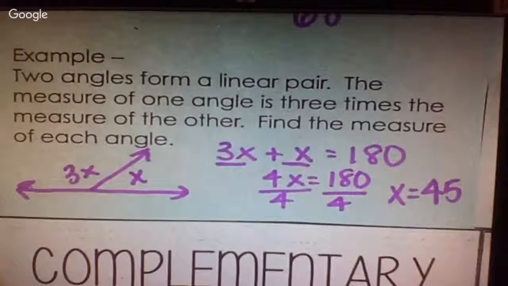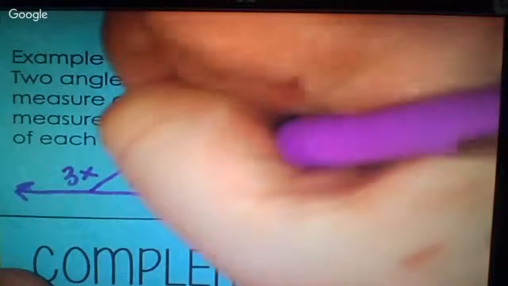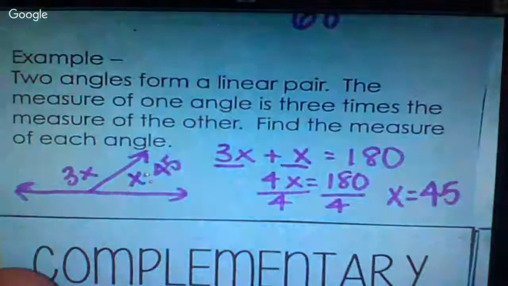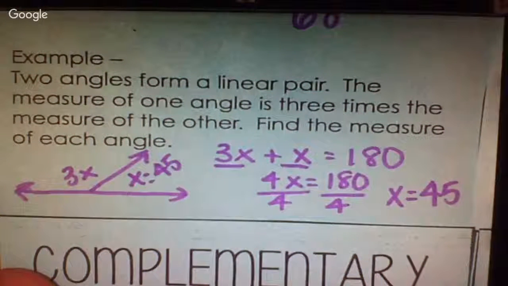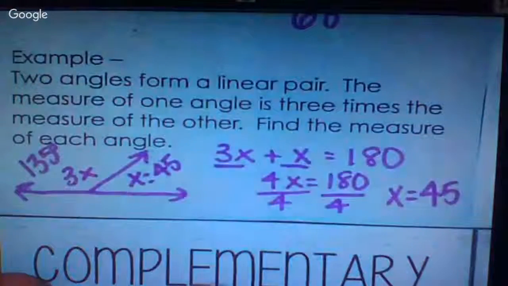Okay, so find the measure of each angle. I'm not done yet. I found what X is, so that means this side is 45. What's the left side? 45 times 3. Which is what? Hold on. 135. Good.